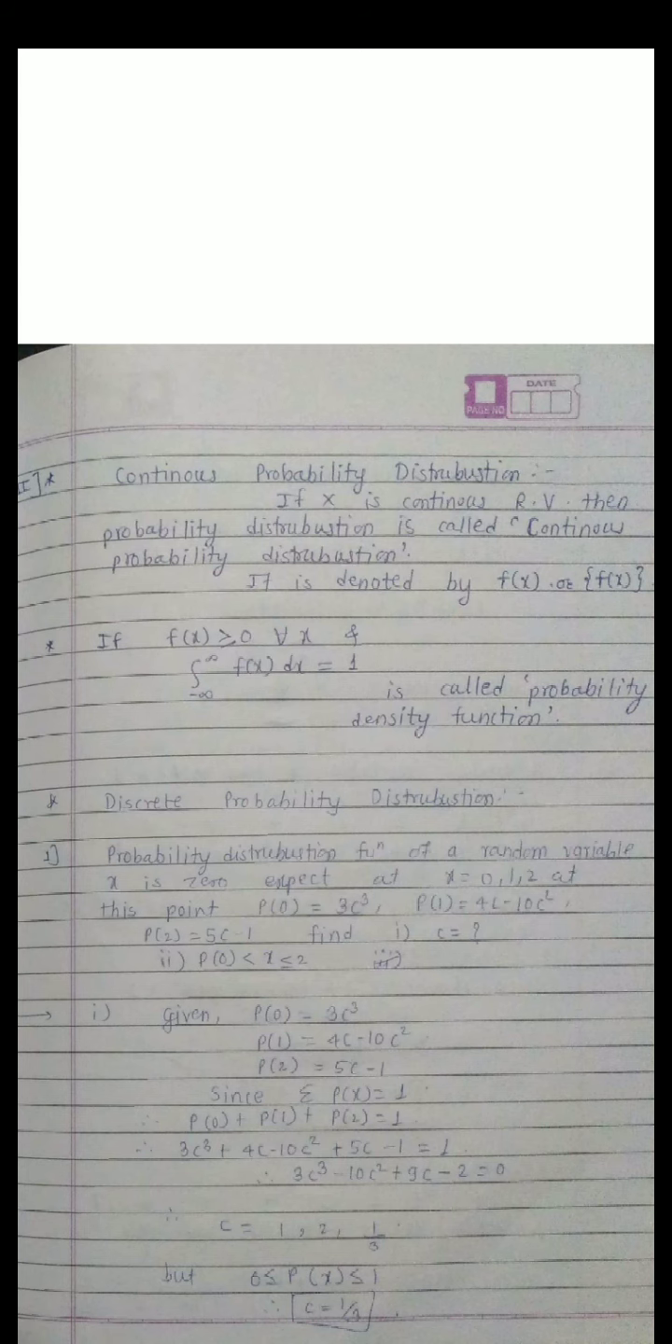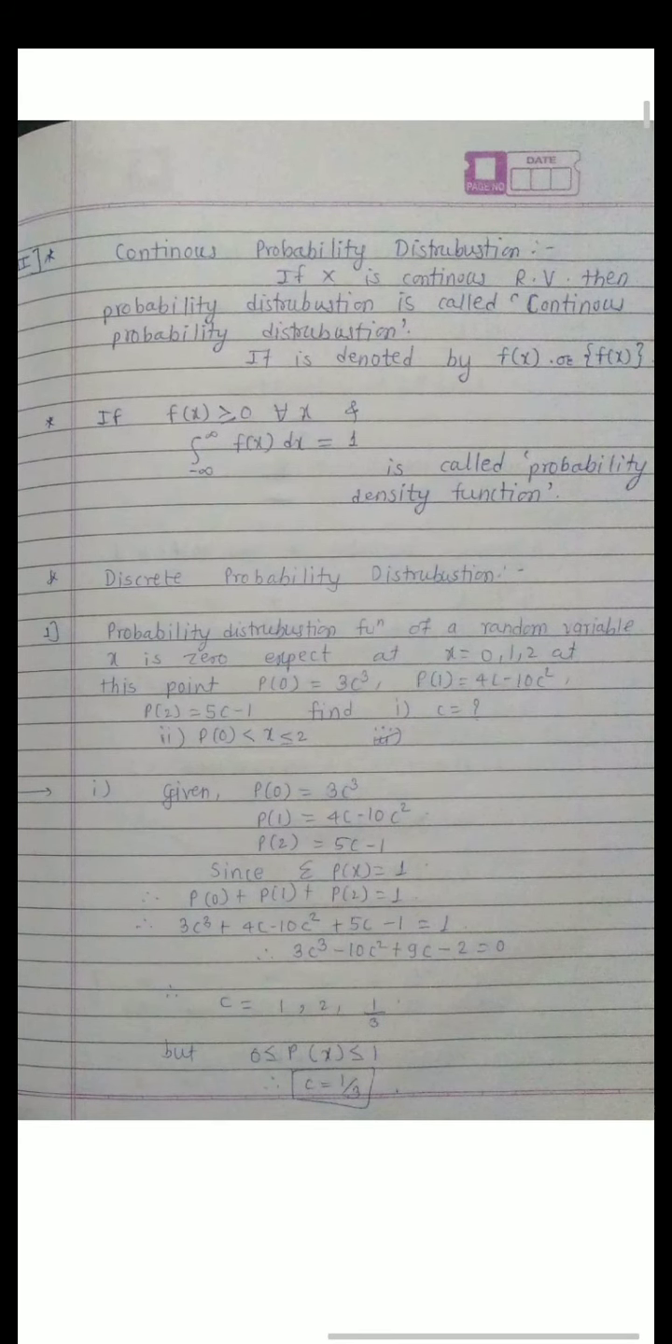Now first see the examples of the discrete probability distribution function. The first example: the probability distribution function of random variable x is 0 except at x equal to 0, 1, 2, and they have provided the values at x equal to 0, 1, 2. The first value at x equal to 0 is 3c cube, the value at x equal to 1 is 4c minus 10c square, and the value at x equal to 2, meaning P of 2, is 5c minus 2, and we have to calculate here c and the probability of x between 0 and 2.